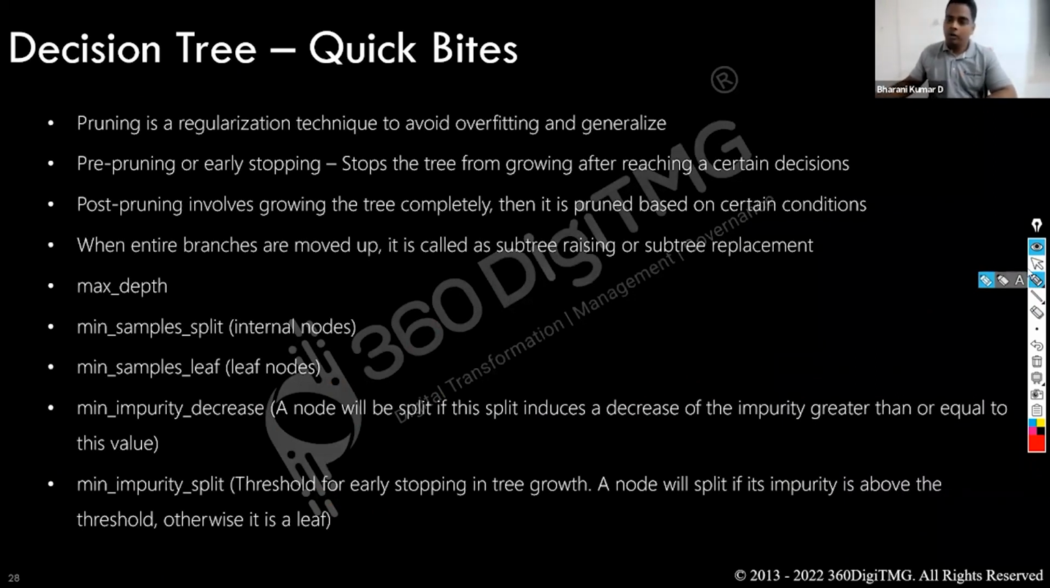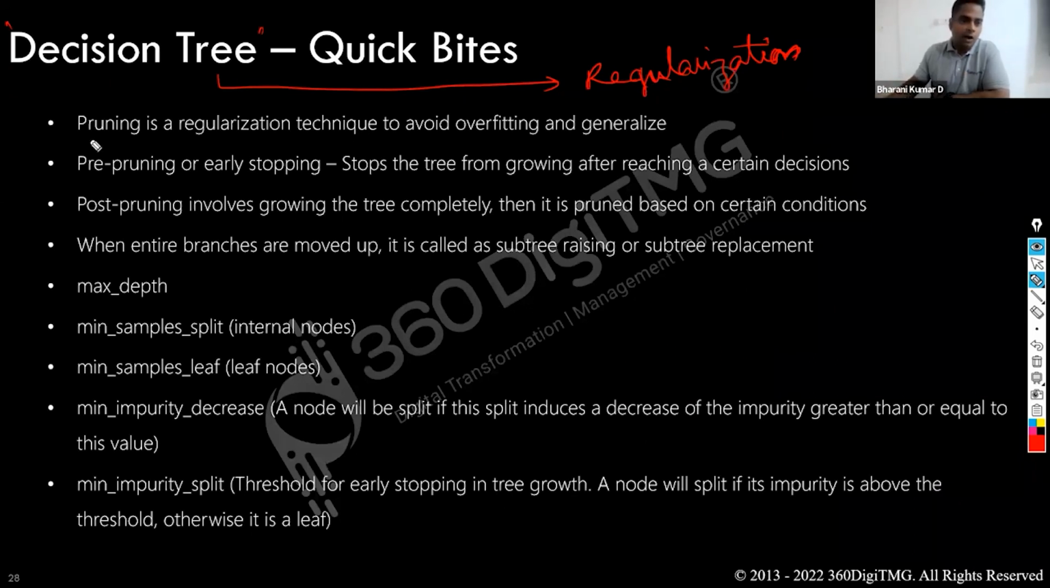Then how do I avoid overfitting? The regularization techniques, which are used to avoid overfitting or underfitting, are called pruning techniques. Pruning. The moment you avoid overfitting, you're generalizing your model. You're making your model very generic for the future data. That means even if you have slight changes in your future data, it will work well. That is the meaning of generalize.